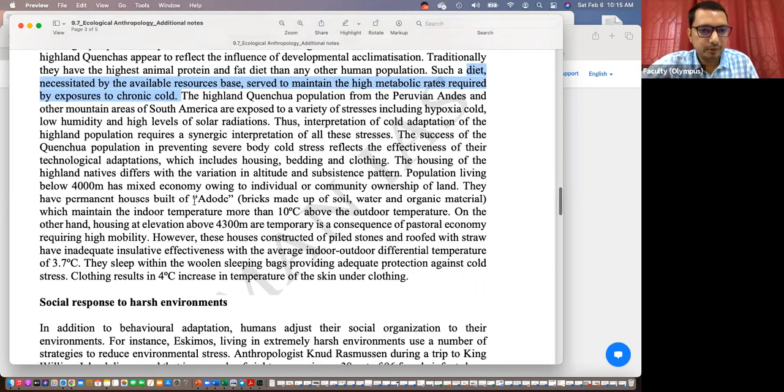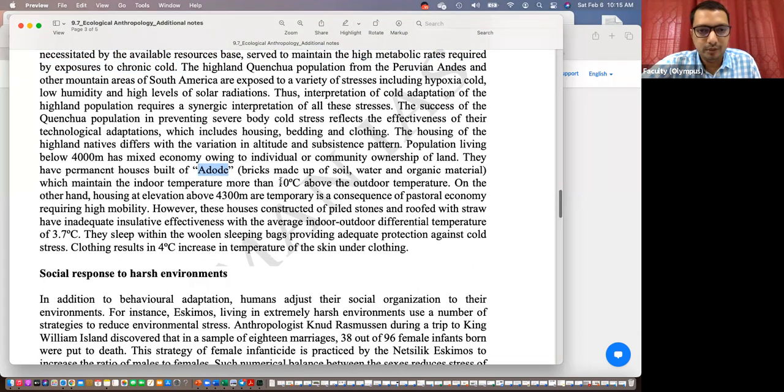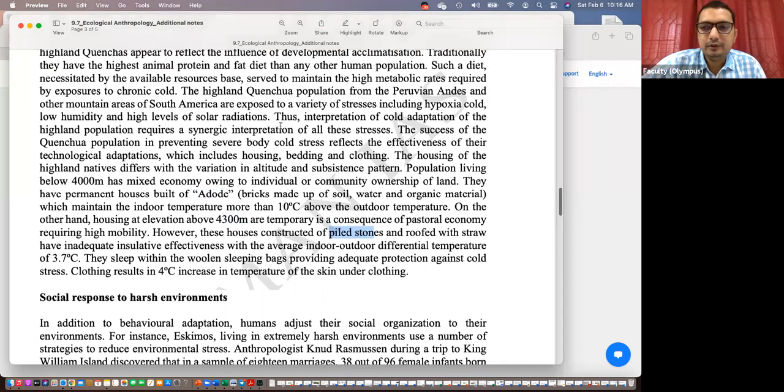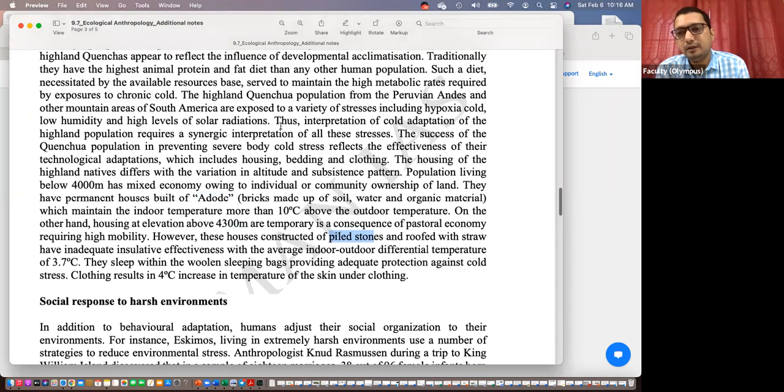Also, I briefly talked about permanent houses like adobe houses, bricks made up of soil and water and organic material, and how they are able to maintain temperatures very well in high altitude regions, which is also important. And also houses that are built with stones and roofed with straw. So straw is sometimes used as a material that we normally don't use in houses. Sometimes it is very difficult if the temperature goes much beyond that. But overall, we see diversity in cultural adaptations in different parts of the world in response to heat stress and also high altitude stress. So these are some ideas that I have written here.